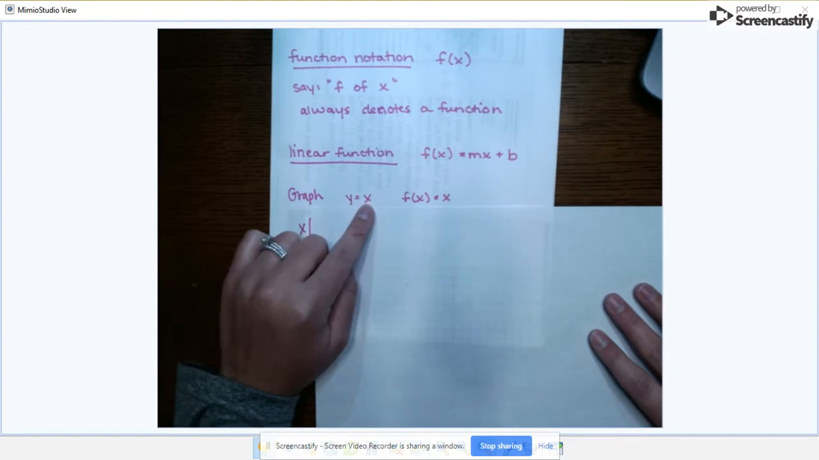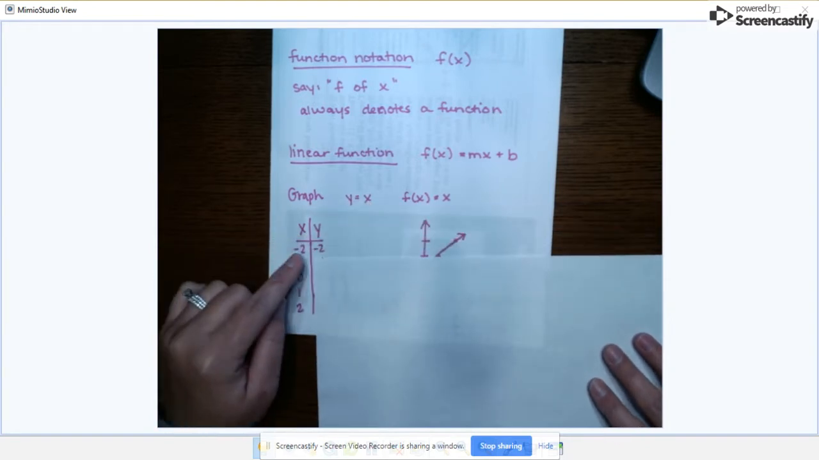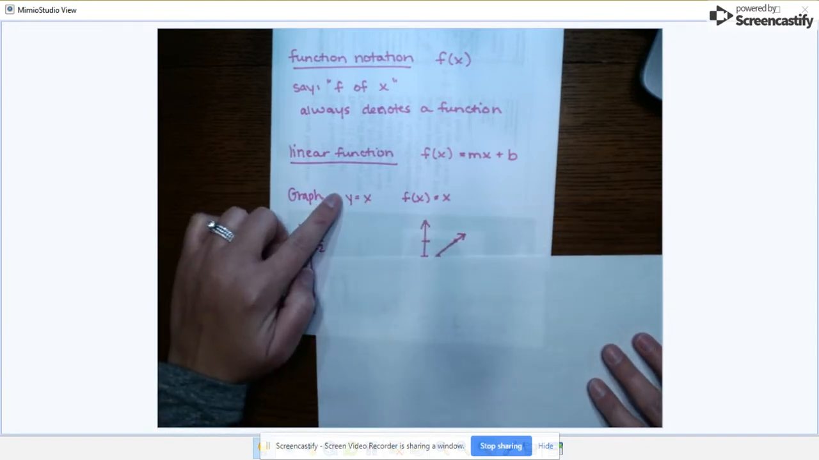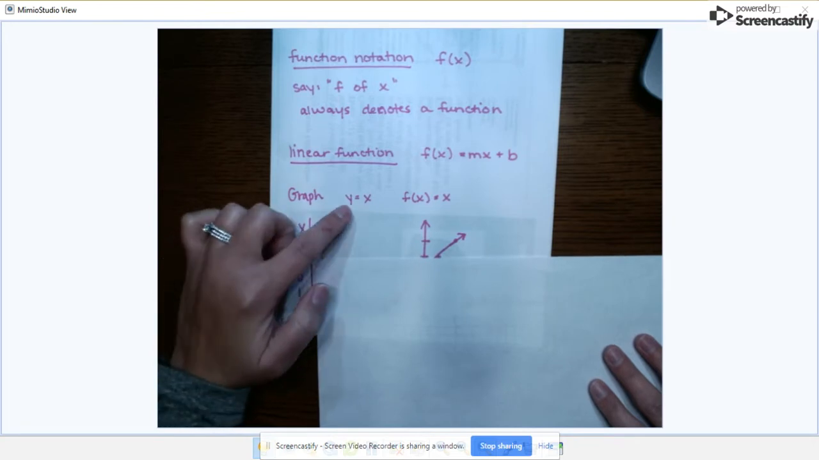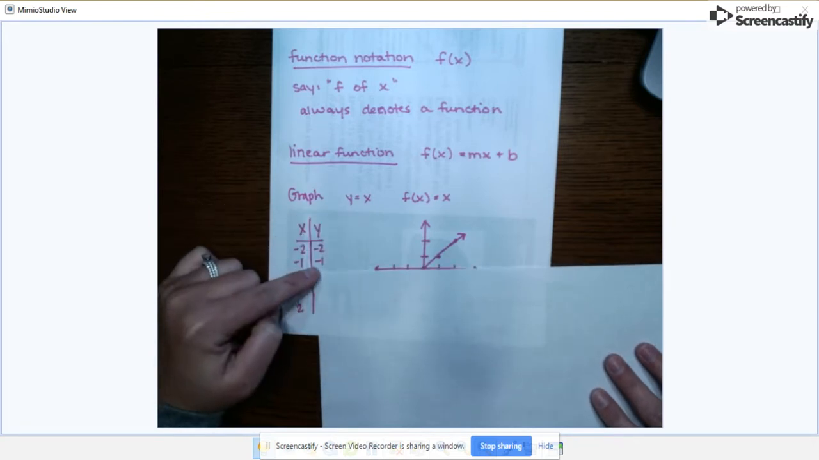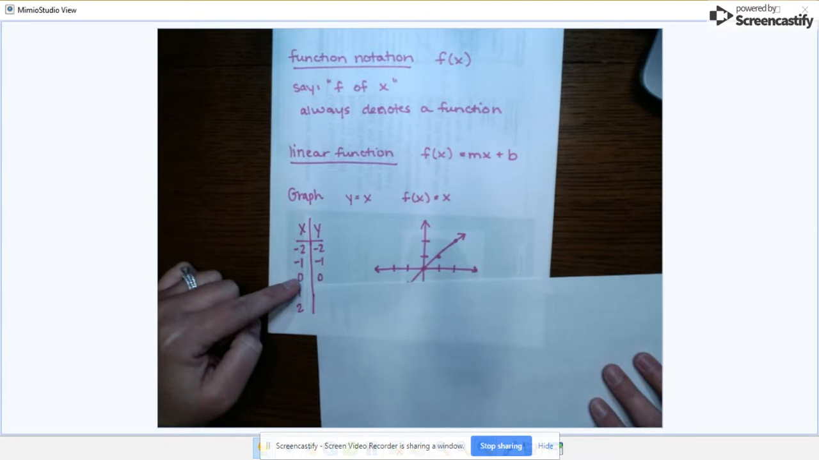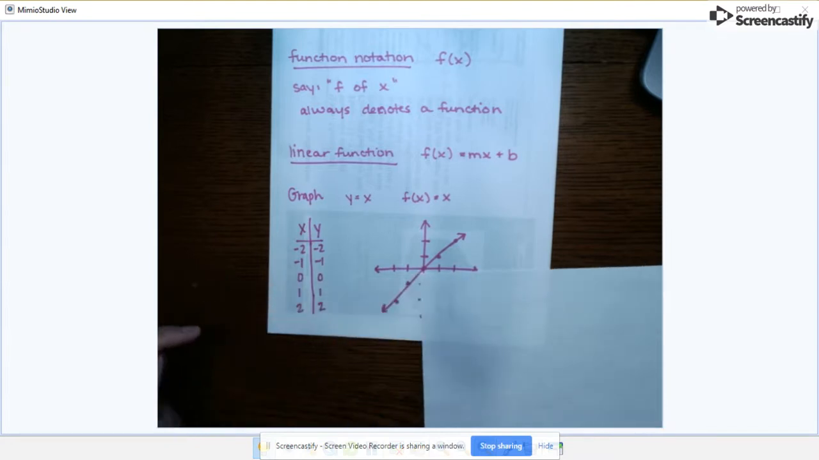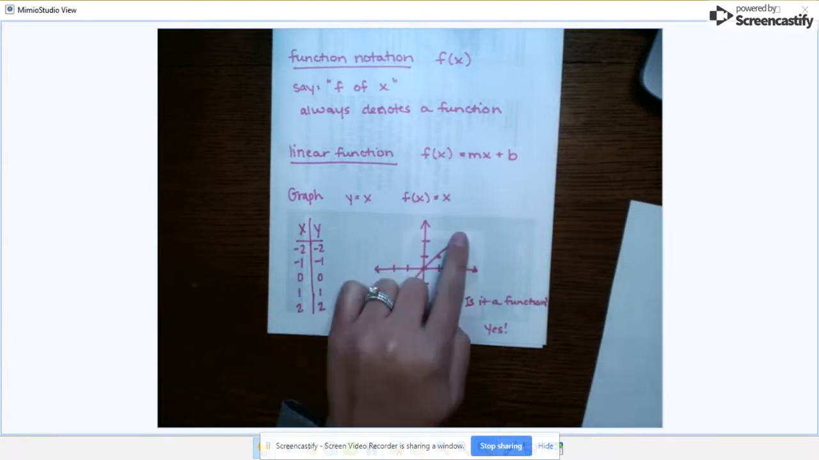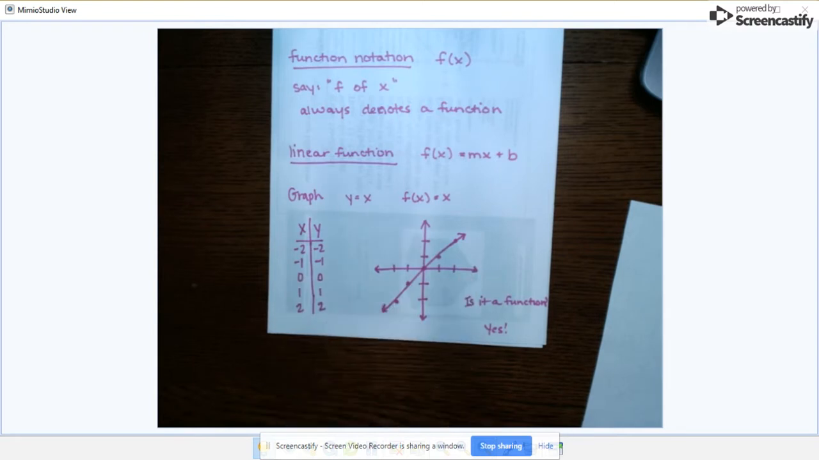So if my x is -2, that means my y is also -2 since they're equivalent. -1 equals -1. When x is 0, y is 0. And then likewise with 1 and 2. So I went ahead and plotted those points. And then we can verify that it's a function using that vertical line test. And it passes the vertical line test, so it is a function.